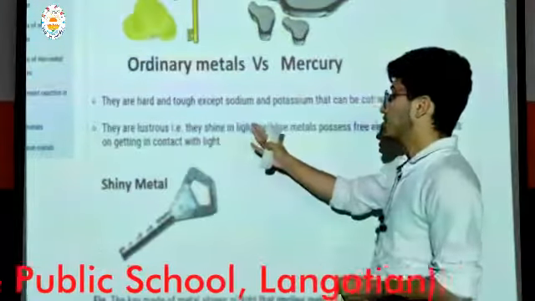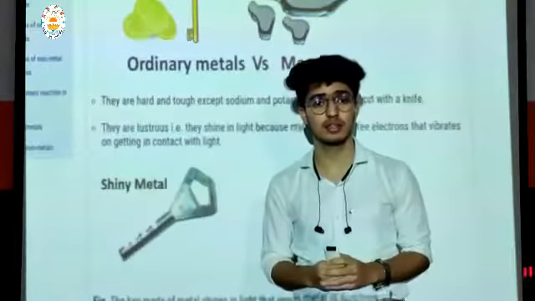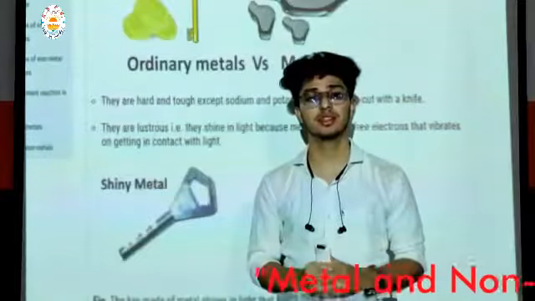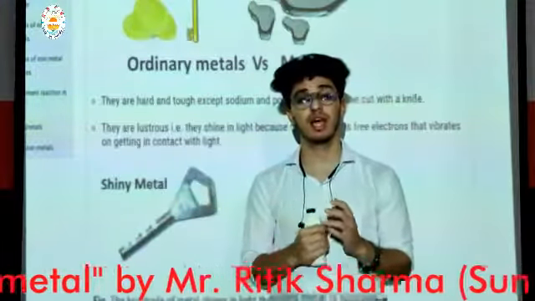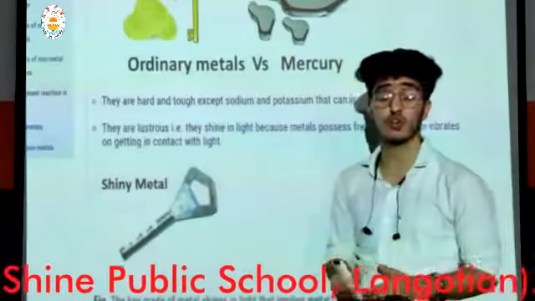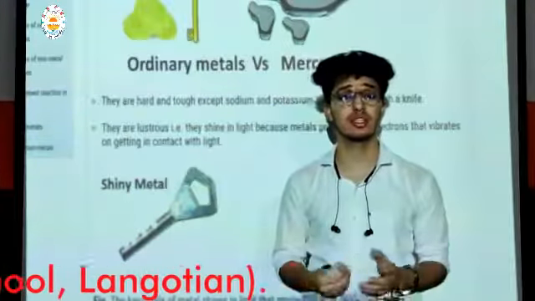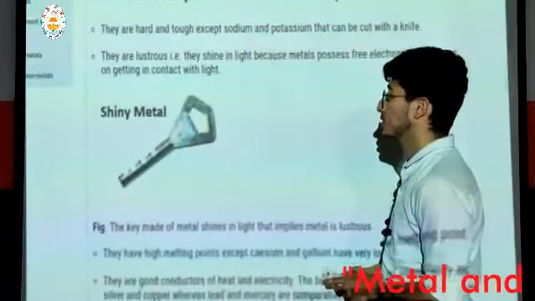They are hard and tough. Metals are very hard, very hard to break. They have a lot of strength. But we have some exceptions, sodium and potassium, that are so soft that we can cut them easily with a knife. Metals are lustrous.